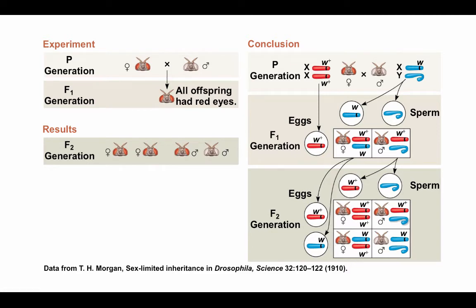Half of the males will get the wild type allele from the mother and the Y chromosome, of course, from the father to give you the XY male. The other half will get the mutant allele from the mother and then the Y chromosome from the father. And so these are going to be the white-eyed males in that second generation. And so this is how X-linked inheritance works.